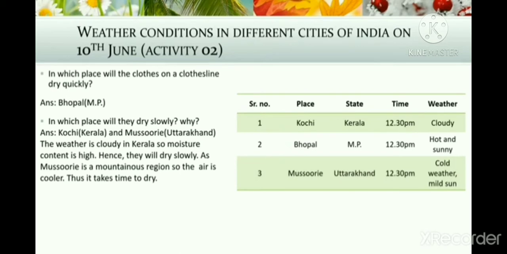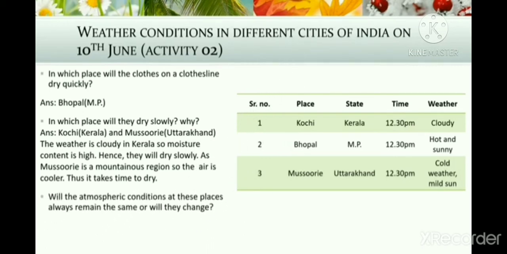In which place will they dry slowly? Yes, they will dry slowly in Kochi, Kerala and Mussoorie in Uttarakhand. Why? Because the weather is cloudy. Cloudy means the moisture content is high there. Hence in Kerala they will dry slowly. In the case of Mussoorie, it is in a mountainous region, so the air over there is mostly cooler, and clothes kept in a mountainous region also take time.